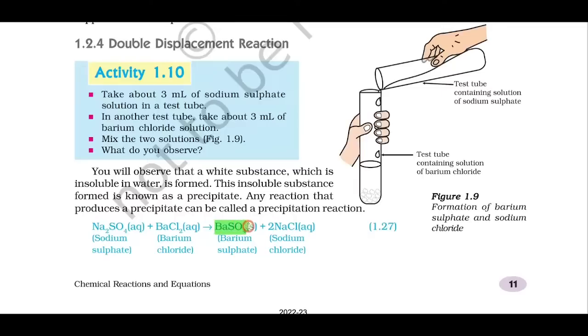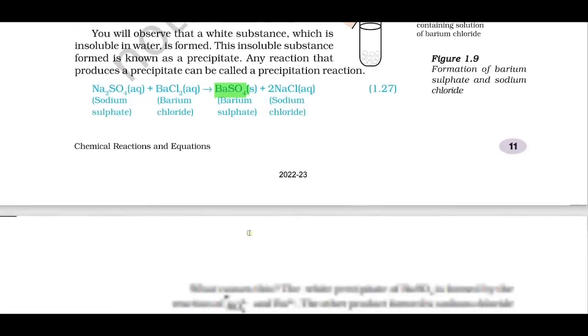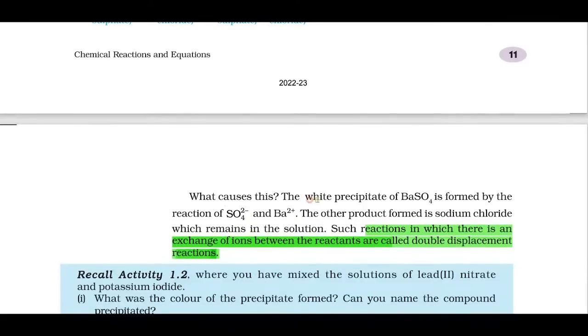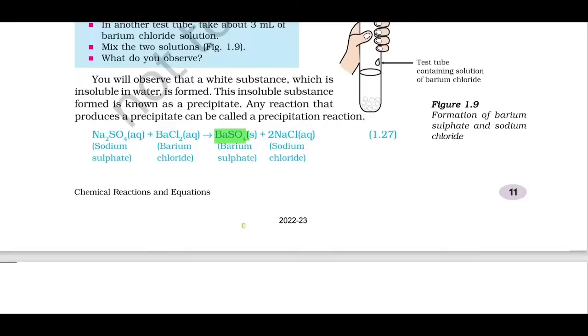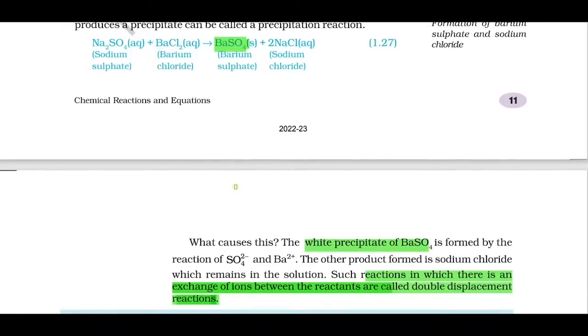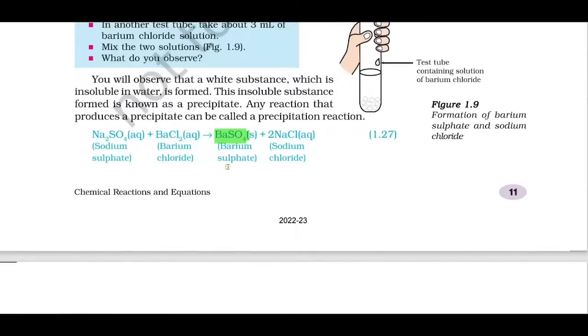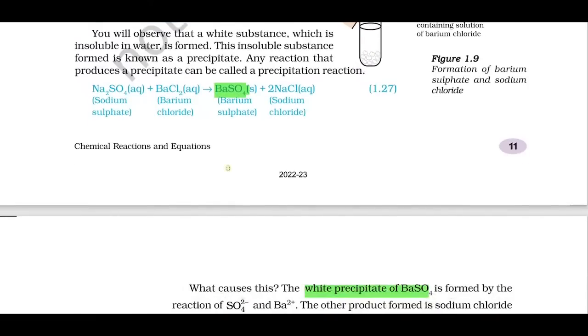Here, barium sulfate is a precipitate. What is the white precipitate in this reaction? Barium sulfate, right? It is also called a precipitation reaction. Any reaction which produces a precipitate is called a precipitation reaction. Here, what is the precipitate formed? It is barium sulfate.